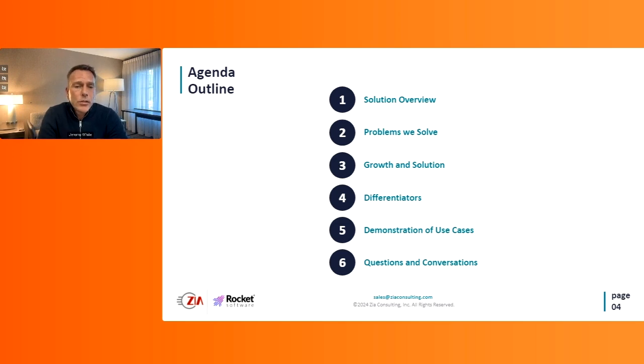But before we do that, I just wanted to focus a little bit on what is the solution that we have. What is this archiving appliance? What are the problems that we solve by leveraging the archiving appliance? Talk a little bit about growth and how we solve that problem. And then some of the differentiators with our archiving approach and appliance versus some of the others that are on the market. And then we'll jump straight into the demonstration and the use cases. I think Jim's got 5 or 6 demonstration use cases that he's going to go over.